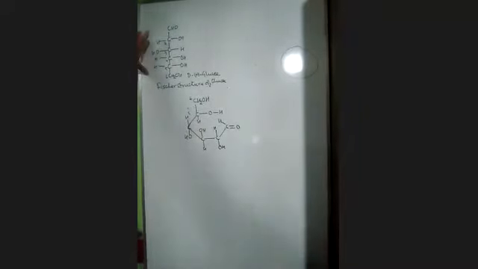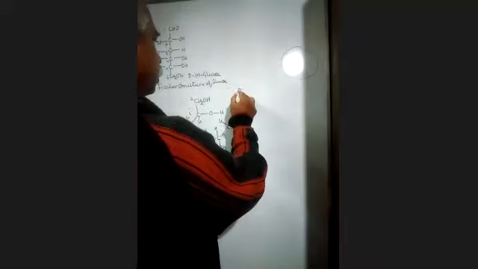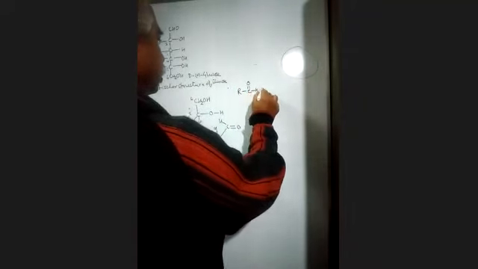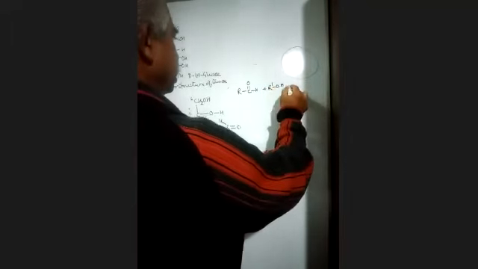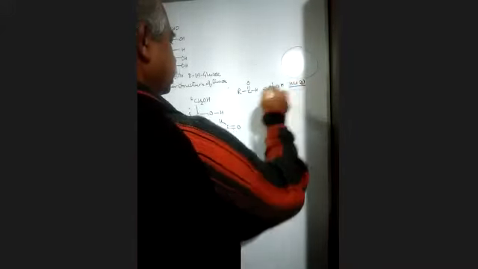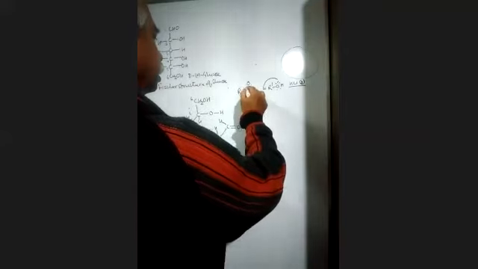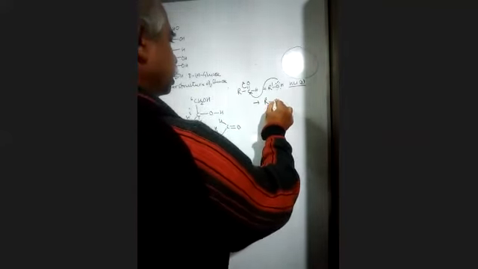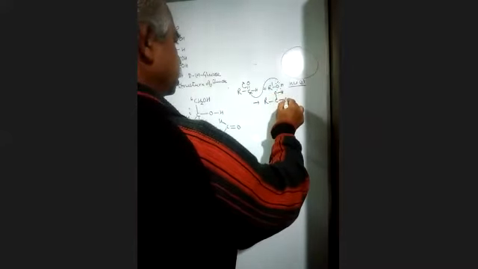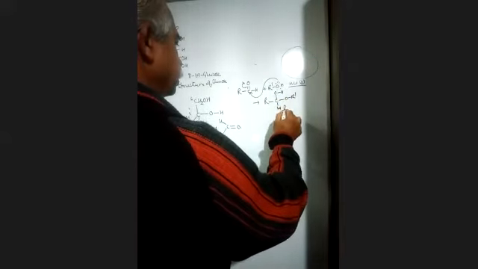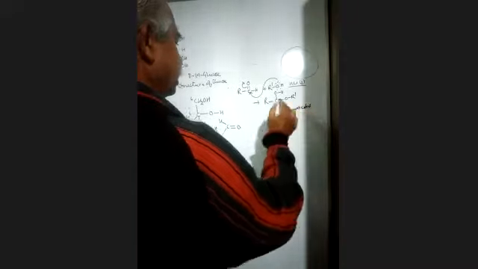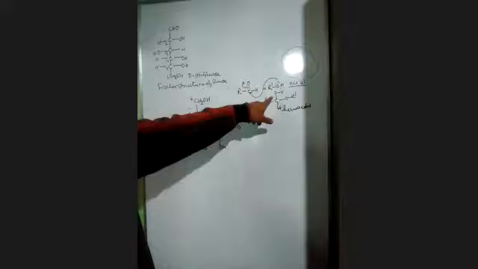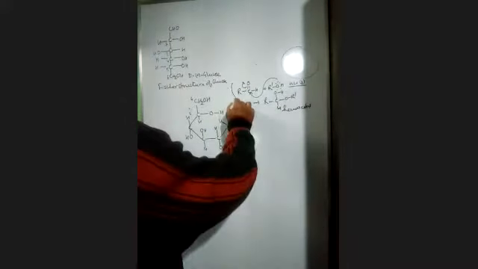See, when I draw the structure, it seems this carbon is very far from this carbon. But actually, you find this carbon is not that far from this carbon. We have already learned that aldehydes and ketones undergo reaction with alcohol in presence of HCl. What does it give? It gives this OR and H. So this is called hemiacetal. And if another molecule reacts with hemiacetal, this OH group is replaced and you get acetal. This one we have already learned.